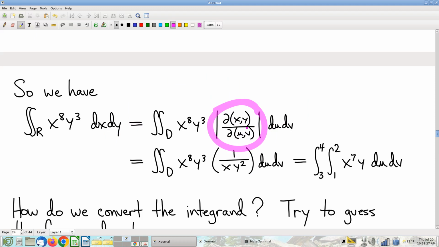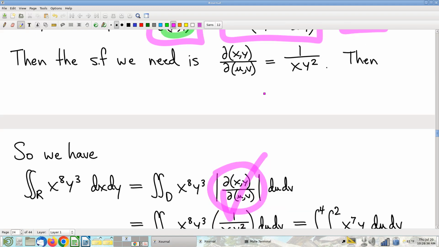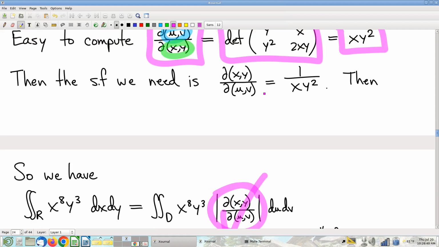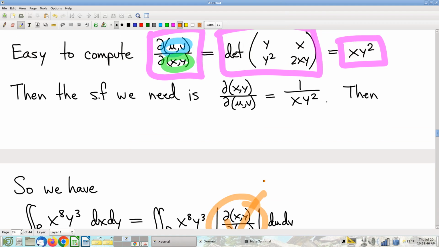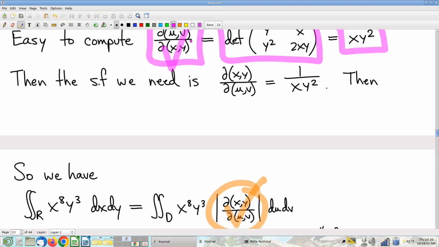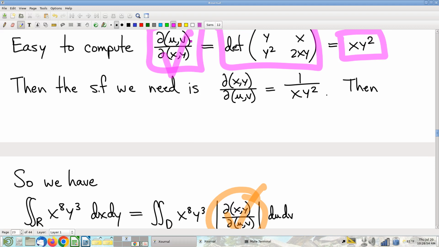Here it is. It's got to be partial xy, partial uv. That's what I need. What I have computed, unfortunately, is not. Oh, I used a bad color choice there. Sorry. This is what I want. But this is what I have. Does everybody see what happened there?